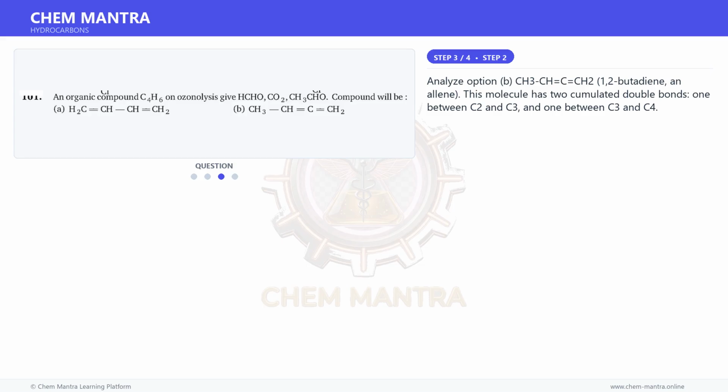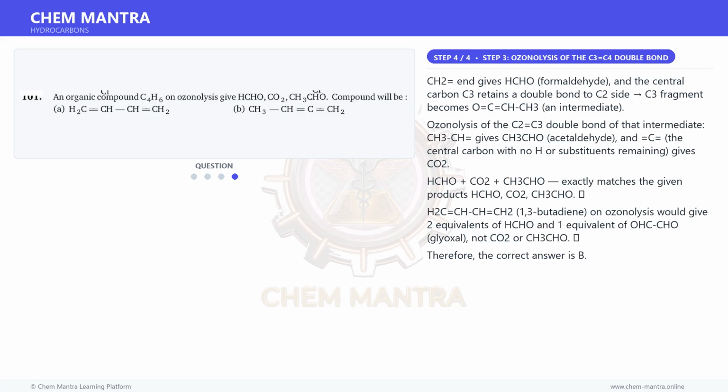Analyze option B, CH3CH=C=CH2, 1,2-butadiene, an allene. This molecule has 2 cumulated double bonds, one between C2 and C3 and one between C3 and C4. And for the final step, CH2= gives HCHO, formaldehyde, and the central carbon C3 retains a double bond to the C2 side.